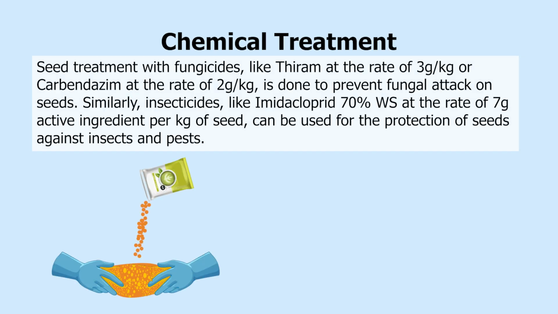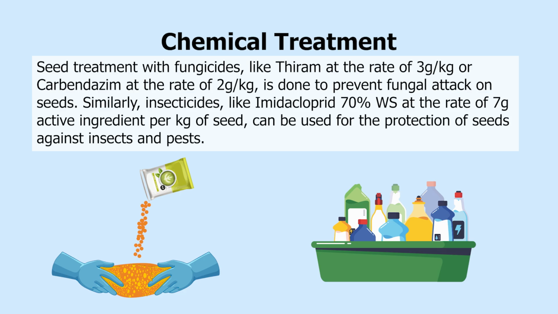Second one is chemical treatment. Seed treatment with fungicide like Thiram at the rate of 3 gram per kilogram or Carbendazim at the rate of 2 gram per kilogram is done to prevent fungal attack on seeds.